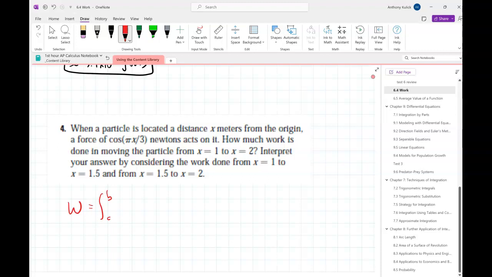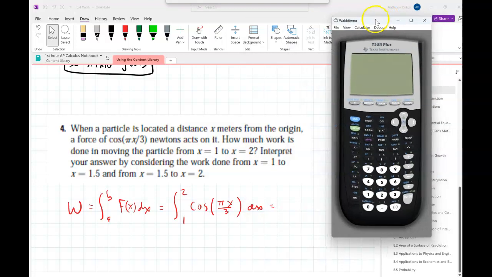So I know that my work function is just this, right? That's my formula for work. Our force function, we're told, is cosine pi x over 3. If I do this on my calculator, we could do that. Do you want to do it by hand? Would I have my calculator question like this one? Probably, but this is one that's eminently doable by hand. It's like a little teeny U-sub.